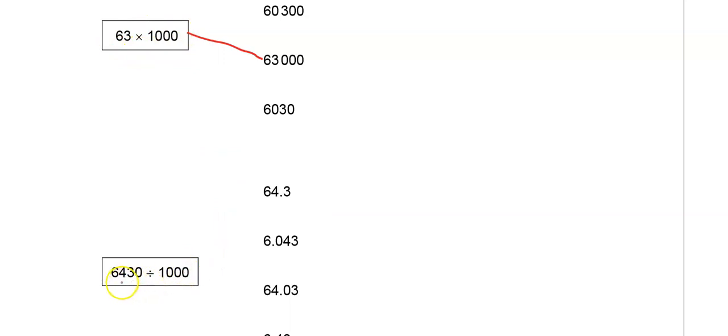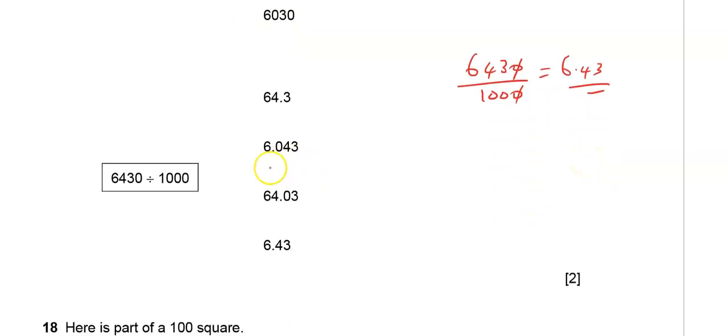The next one is 6,430 divided by 1,000. Of course, we cancel the zeros. We count 3 places, 1, 2, 3. So this will be 6.43. So 6,430 divided by 1,000 gives us 6.43. So let's look for that. 6.43 is this one. So draw a line to 6.43.